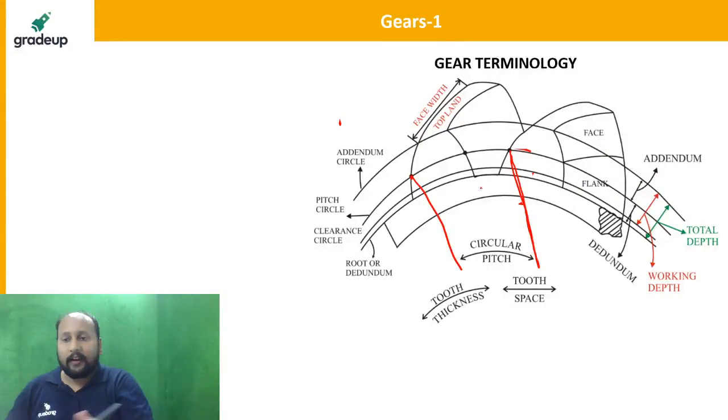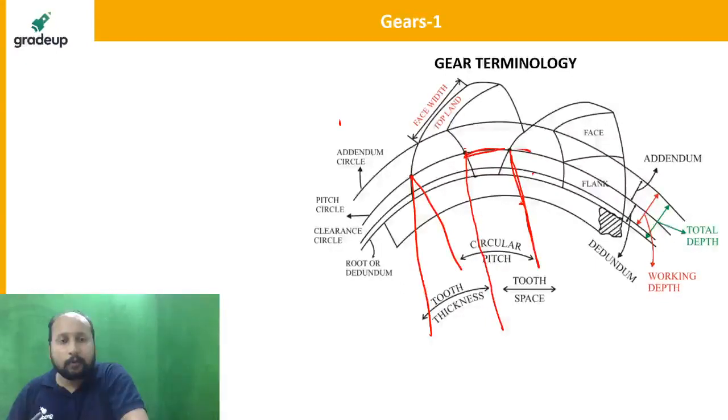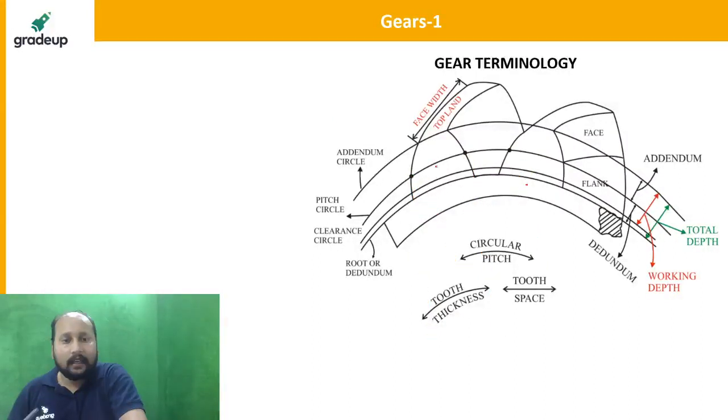Fine. Now, the tooth thickness is the distance measured on the pitch circle. This is always measured over the pitch circle. This is your tooth thickness. And if I want to know the tooth space, this distance between the two teeth is known as tooth space. Okay, clear? I'm repeating once again. Clear?